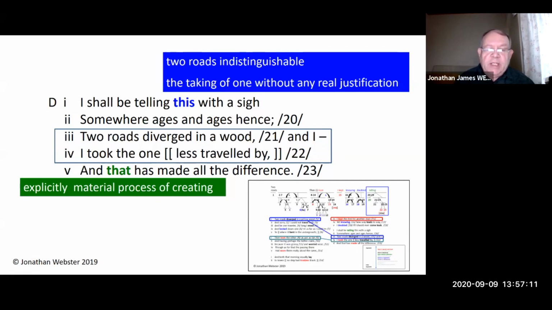Explicitly creating, making, the choice itself. I is not a very volitional, active participant, the protagonist itself. The roads know. Every action is carried out by some anonymity. What is the only thing here that in fact is a very explicit material process of creating? That. And what is that? The taking of that choice, making of the choice.